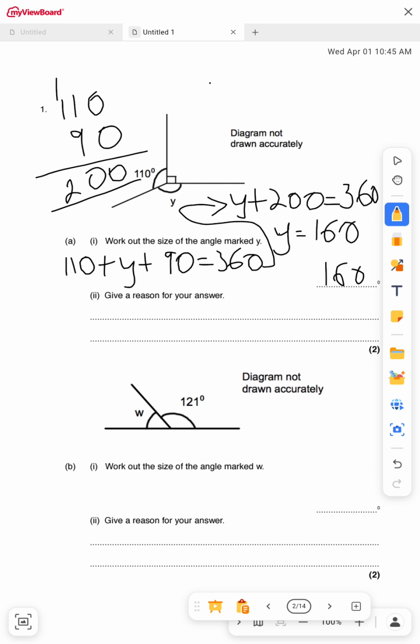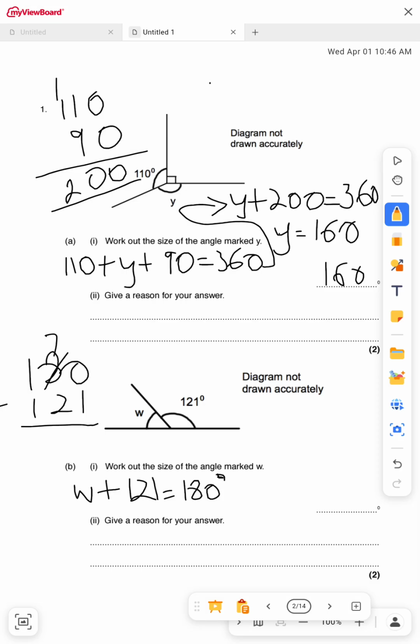Okay, part B, work out the size of the angle marked W. Angles on a straight line add up to 180 degrees. So W plus 121 is equal to 180 degrees. Reason is that the sum of the angles on a straight line is 180 degrees. And what is 180 minus 121? Let's do the maths.